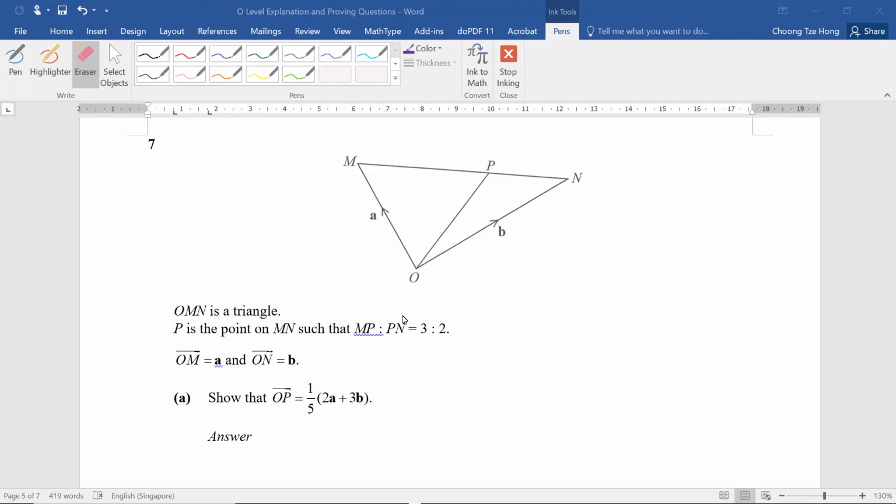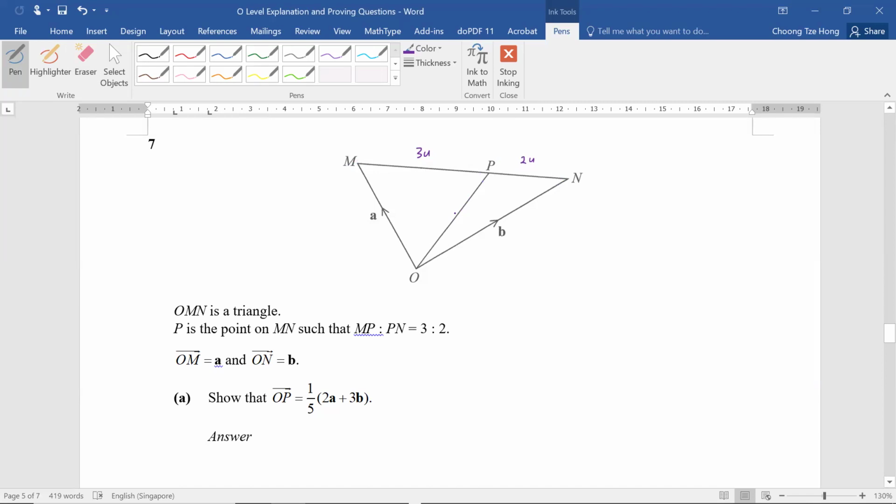So let's write down some of the info in the question on the diagram. MP is to PN is 3 to 2. So this means that MP will be 3 units and PN will be 2 units, so the total for MN will be 5 units. In part A, they want us to show that OP equals 1/5 (2A plus 3B).